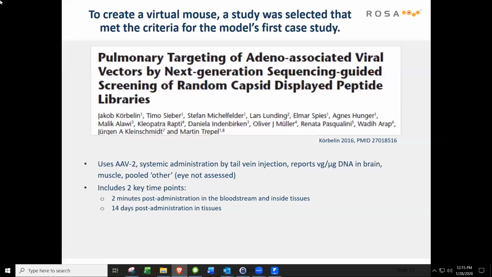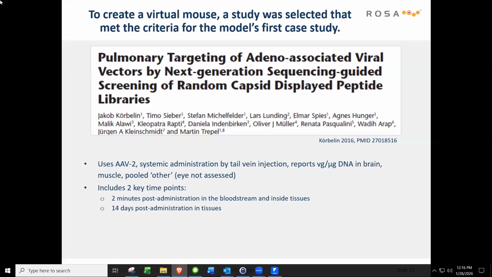Now, in terms of simulations, we'll start with the mouse simulations. For the mouse simulation, we took this specific study from 2016. We were focusing on a case study that was very specific, so we needed to find data that we could use even if we didn't have the whole picture. In this study, they used AAV2, so that fitted with what we wanted. The administration of the dose was intravenous, a tail vein injection.